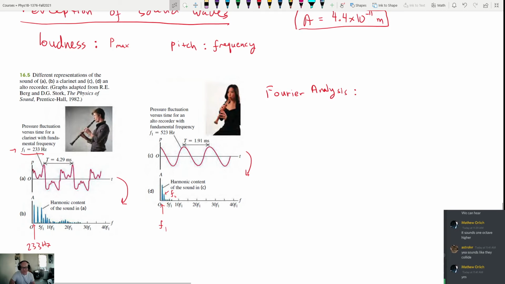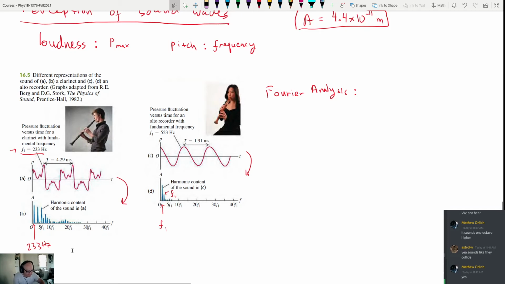It's telling us that the clarinet produces this really complex waveform, but when we analyze it, it's really just a bunch of different waveforms that have very similar frequencies to each other, that are all whole number multiples of each other. That's why it says on the bottom 5F, 10F, 20F, etc., because it's always whole number multiples of that original frequency.